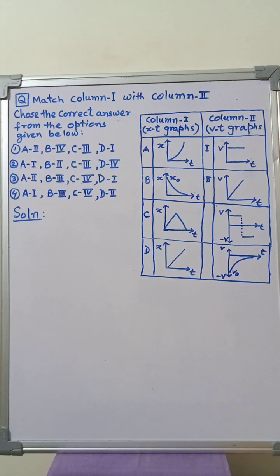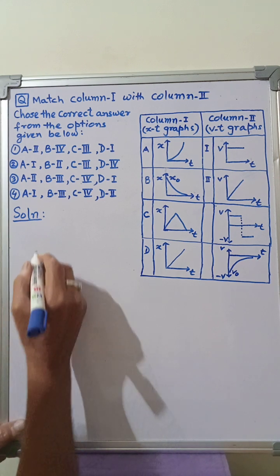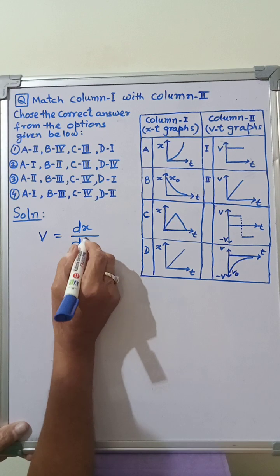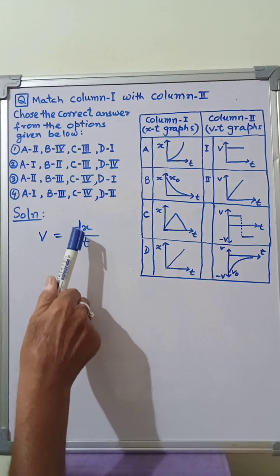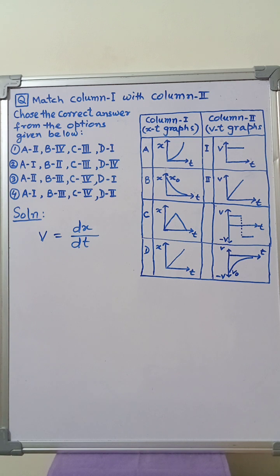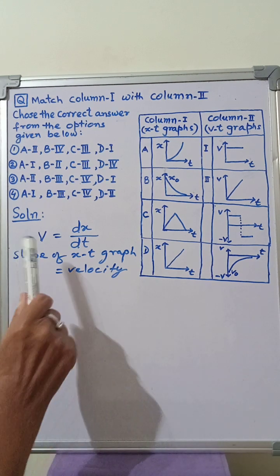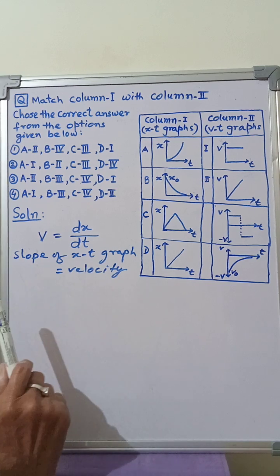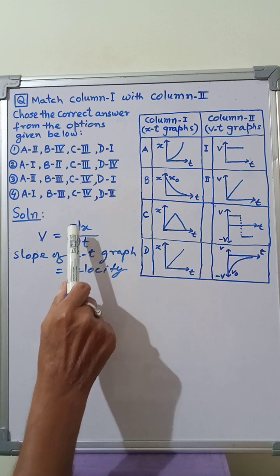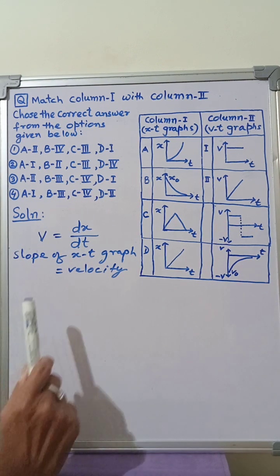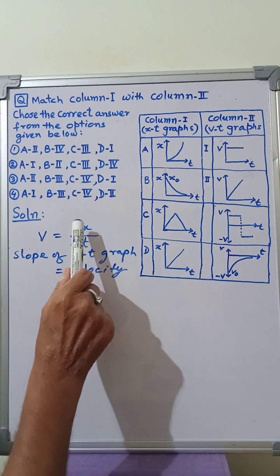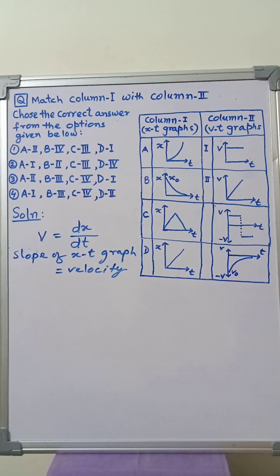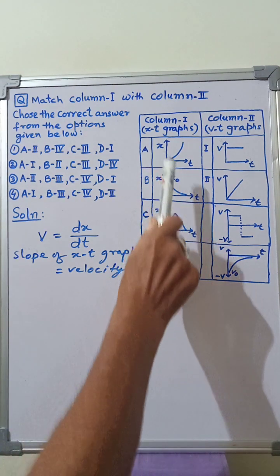Displacement x and velocity v are related as v is equal to dx by dt. That is, the time derivative of displacement is equal to velocity. From this, we understand that the slope of xt graph is equal to velocity. Therefore, the slope of xt graph, the displacement time graph, will give us the velocity. Now, we'll examine the xt graphs one by one.